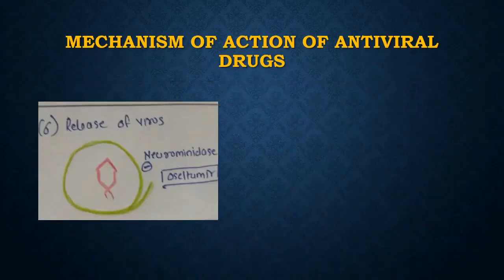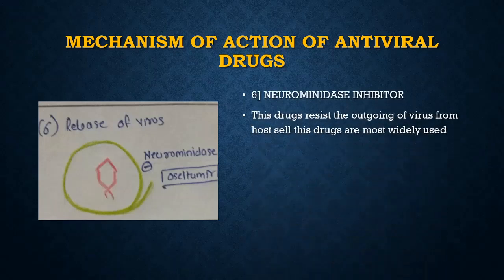Now the last method of antiviral drug is release of virus, which is known as neuraminidase inhibitor. Neuraminidase is an enzyme which is required for viral cell to get outside the host cell and infect another host cell. So if we inhibit neuraminidase, it will inhibit the action of virus to come out from the host cell, due to which there will be no infection passed further from one host cell to another host cell and the whole process of viral infection gets inhibited. Example of neuraminidase inhibitor is oseltamivir.